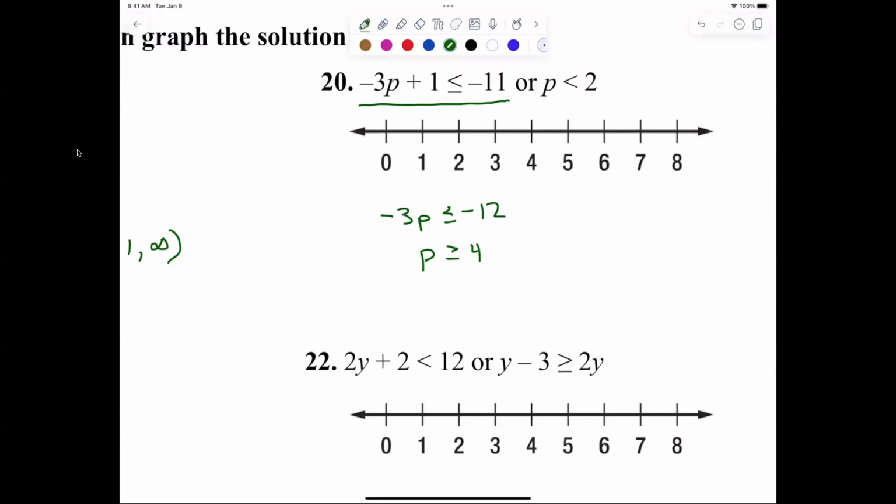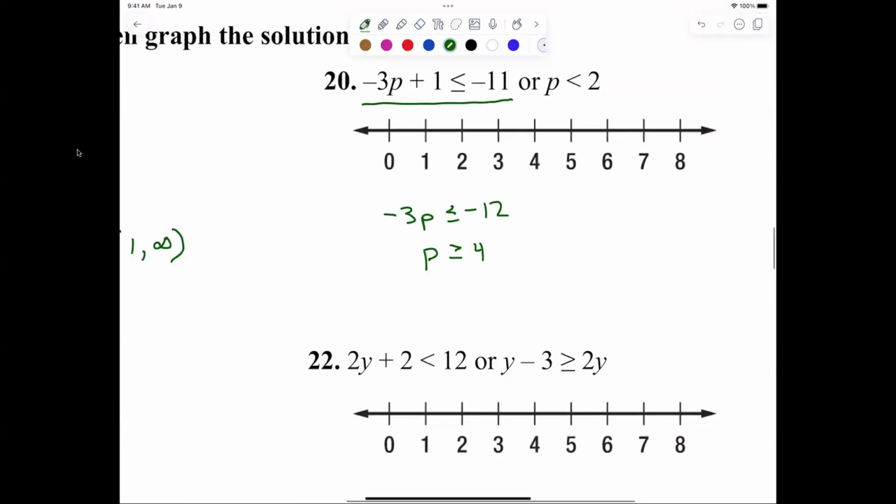All right. So now let's look on our number line. P is greater than or equal to 4. So I put a solid dot at 4 going to the right. And then it says p is what? Less than 2. So that's an open circle going to the left. All right. So how do I represent that? Someone be brave.